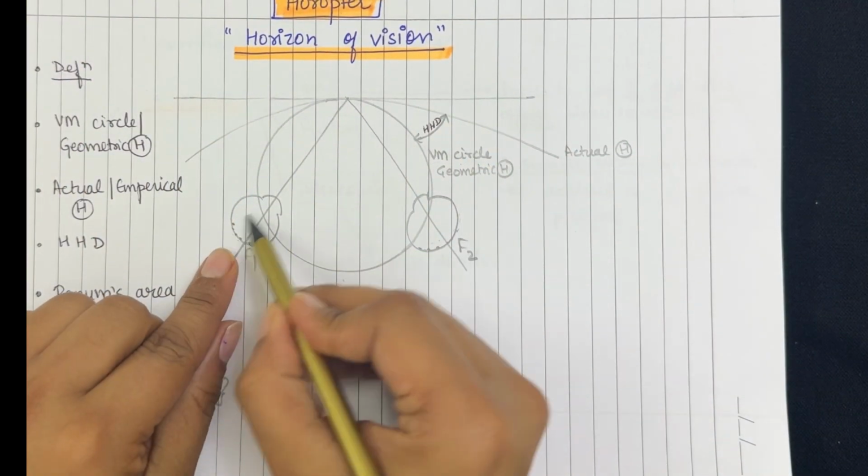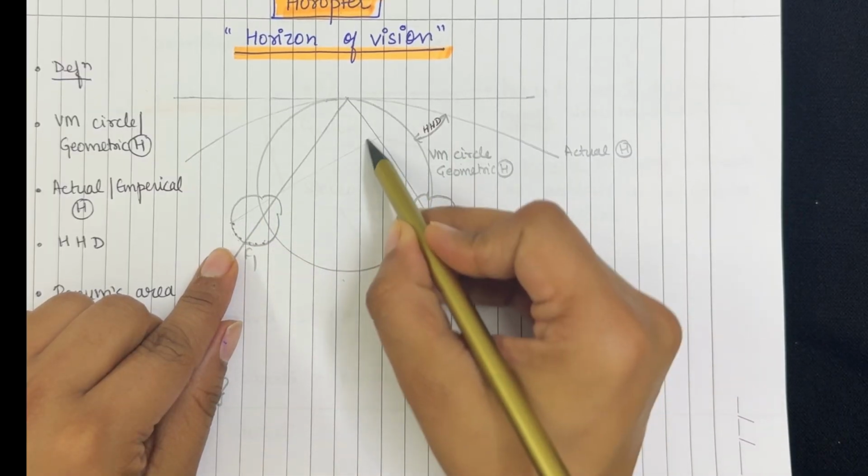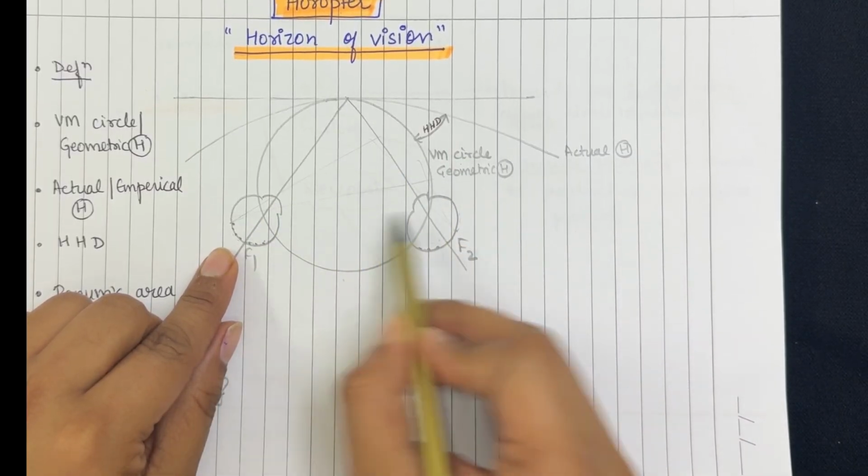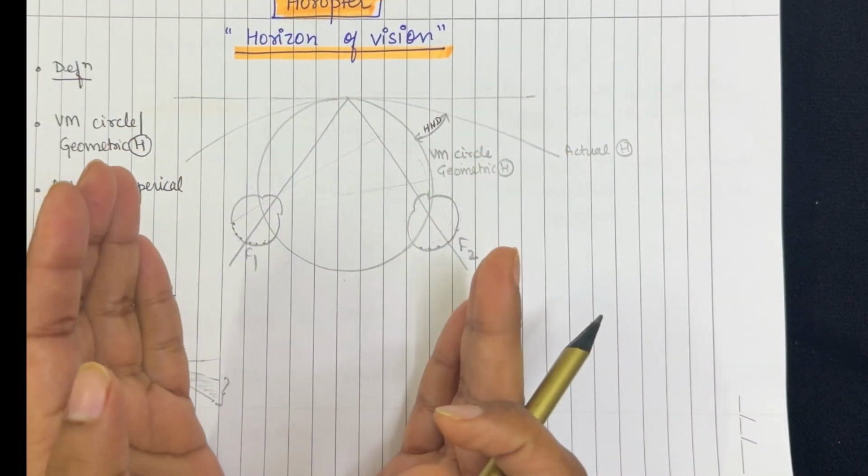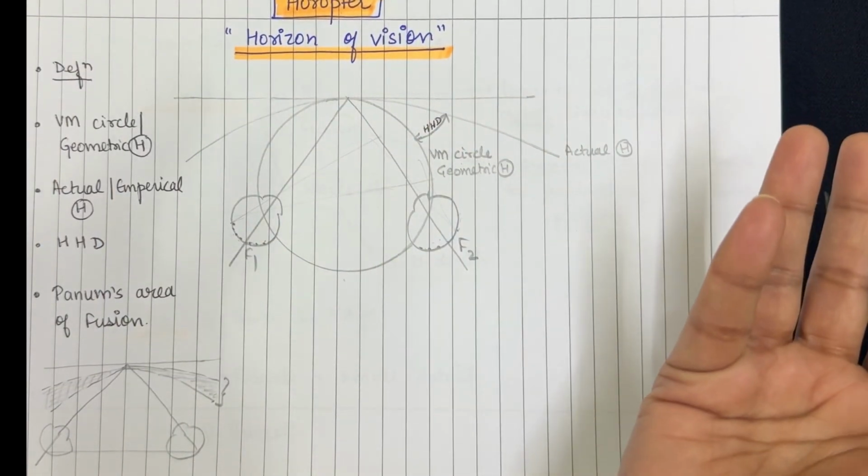It will make a plane, from here this corresponding, this corresponding, right? So with corresponding points it will make a plane, and this plane is called Horopter.